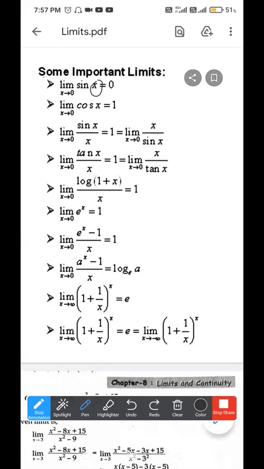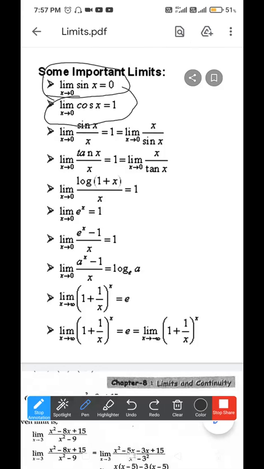If limit of x tends to 0, it doesn't mean it is exactly 0. It is 0.00001 or something. If limit of x tends to 0, then sine x is equal to 0. If limit x tends to 0, then cos x is equal to 1.